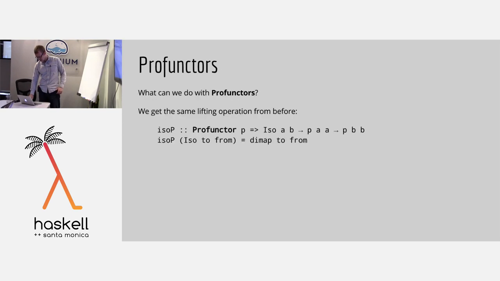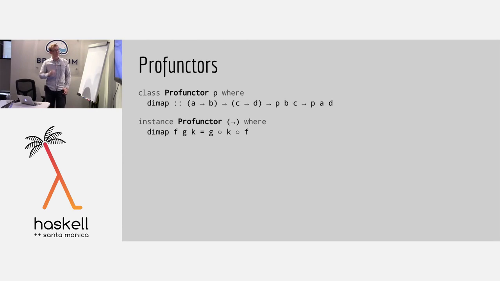Okay. So can you go back to that for a second? Sure. The p there, is that the profunctor? Okay. Yes. So I said I'm picking p to be the function arrow.